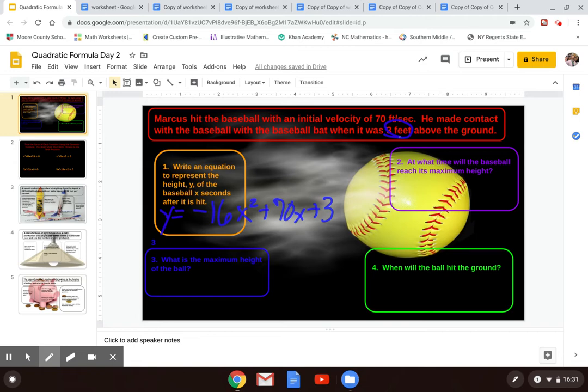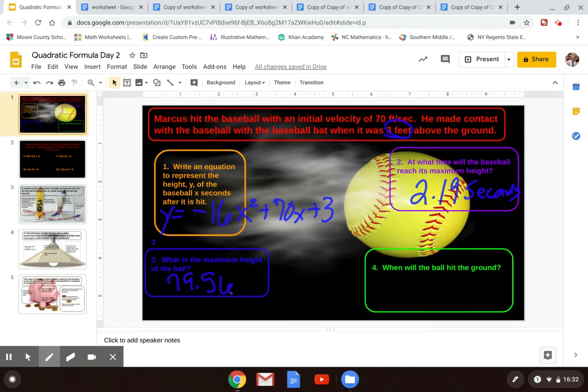And then the next thing we looked at was at what time will the baseball reach its maximum height? And we determined that was 2.19 seconds based off of using what we know about the axis of symmetry. And then what is the maximum height of the ball, which we determined that's going to be 79.56 feet, again, based on taking what we knew about our axis of symmetry in the x value and substituting that back into our function.